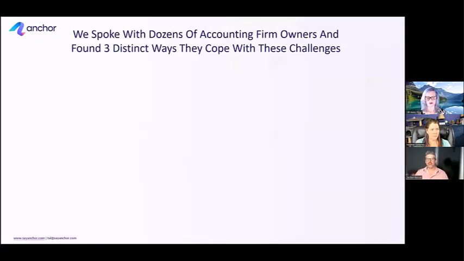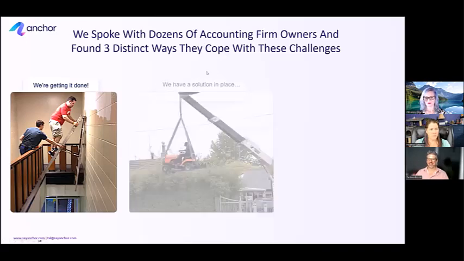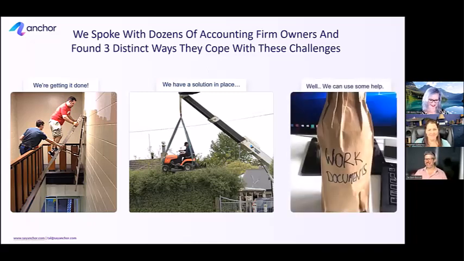And as Anchor, we spend a lot of time speaking to dozens of accounting firm owners. And we find three ways in which they try to cope with the challenges. They're getting things done, right? They're doing things for some years. It's working for them. It might take some time, but it happens. Some of them have a solution in place. Might take a few software tools, connect them with some duct tape, but they have a solution. And we have those that, I don't think you really can see it, but it's a bottle of alcohol covered with a brown bag and work documents.